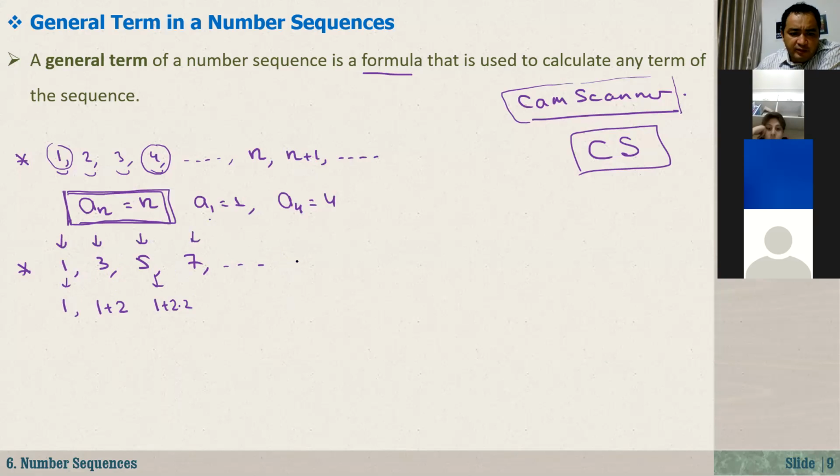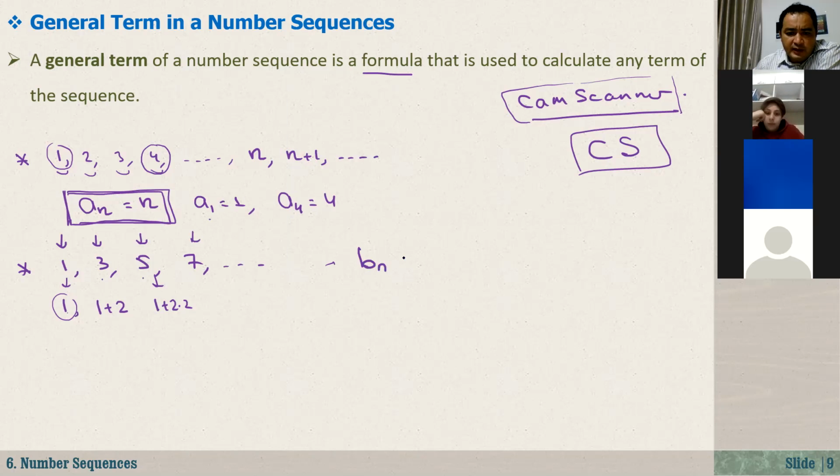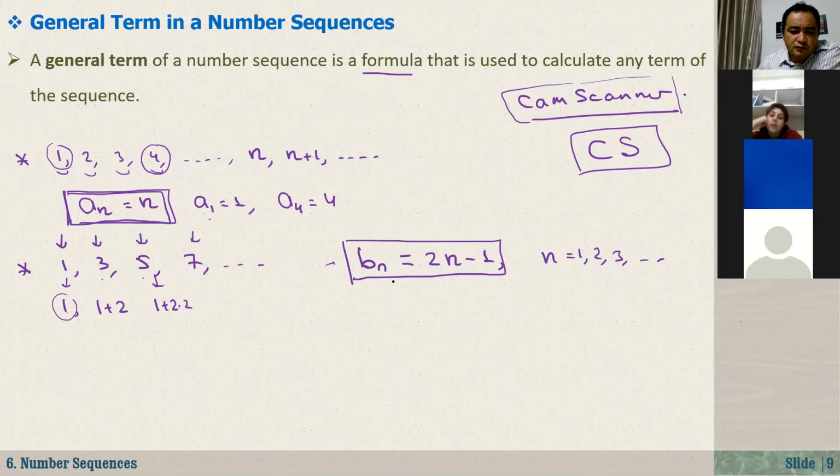Then what will be the nth term here? As you see here, these are odd numbers, right? 1, 1 plus 2, 1 plus 2 times 2, 1 plus 3 times 2. So here, for the nth term, let me write b. The nth term will be b sub n equals 2 times n minus 1. What is n here? n is a natural number like 1, 2, 3, 4. Okay, so that is the general term of this number sequence.